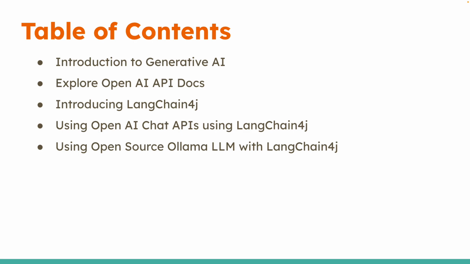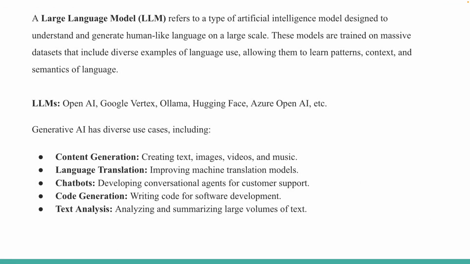And then we are going to explore the OpenAI API documentation to see how we can interact with the OpenAI large language model. Then we are going to explore what LangChain4j is and how we are going to use LangChain4j to talk to OpenAI. And finally, instead of using OpenAI, there is an open source model called Ollama, and we will see how we can use LangChain4j to talk to the Ollama LLM model. Let's get started.